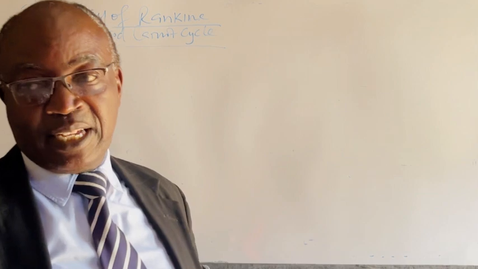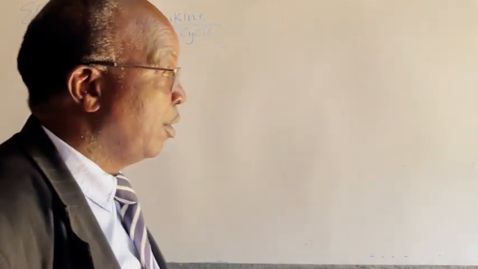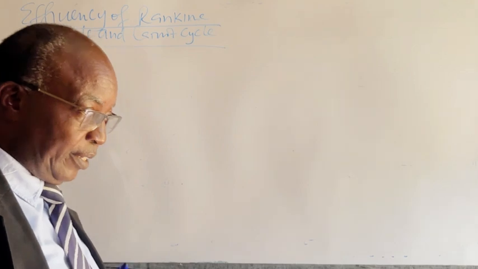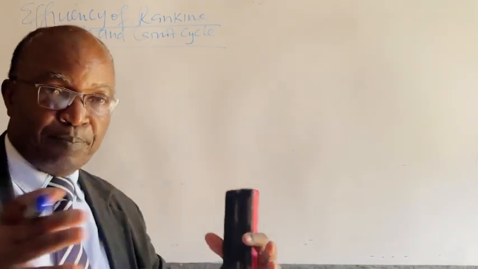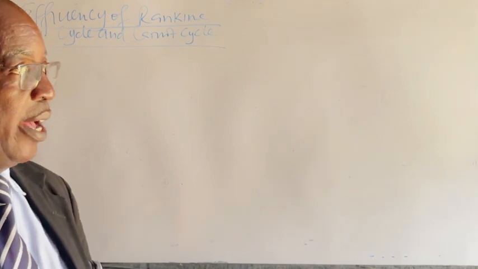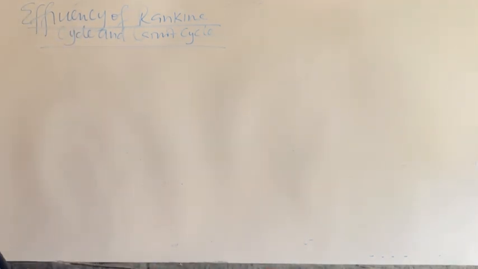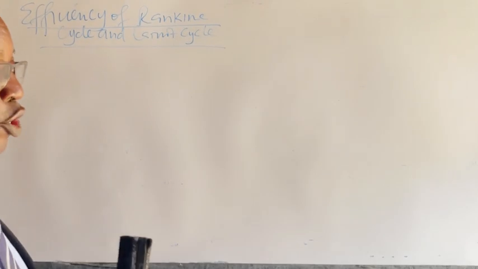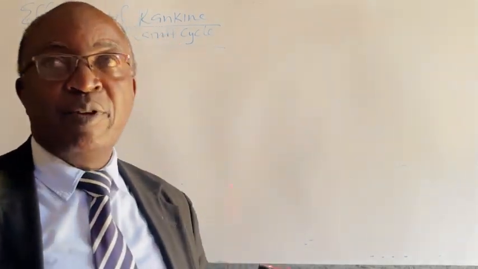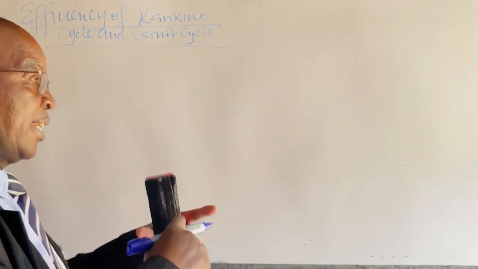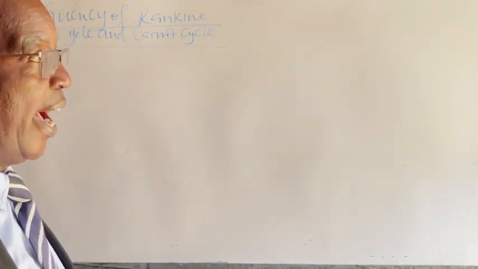Let's remind ourselves and go back to the Carnot cycle. We said that the Carnot cycle had four processes: the isothermal expansion, the adiabatic expansion, isothermal compression, and adiabatic compression, and that is in the pressure volume matrix.